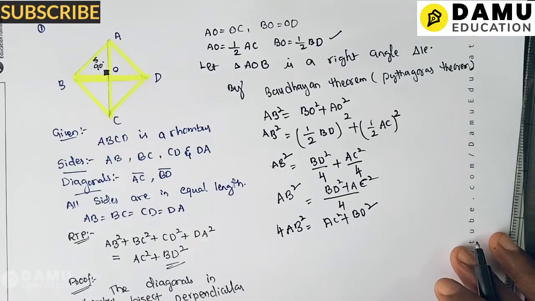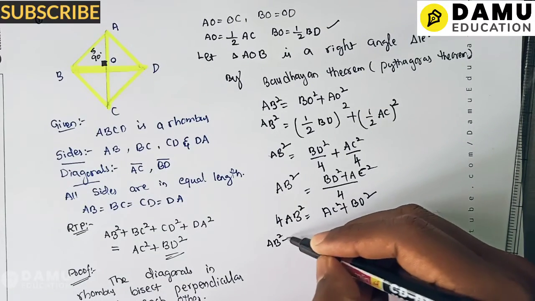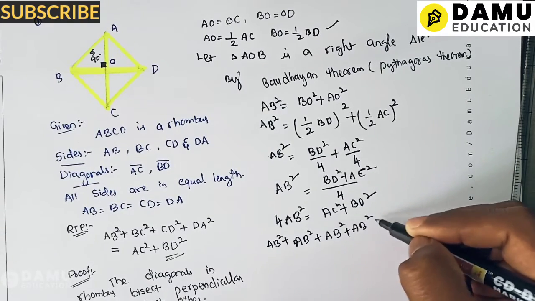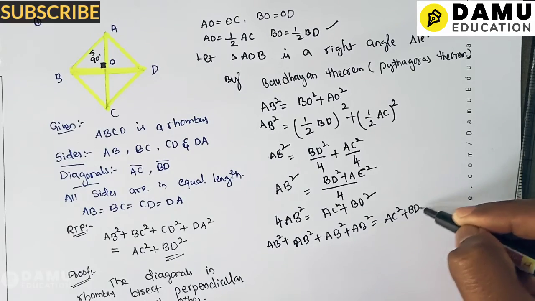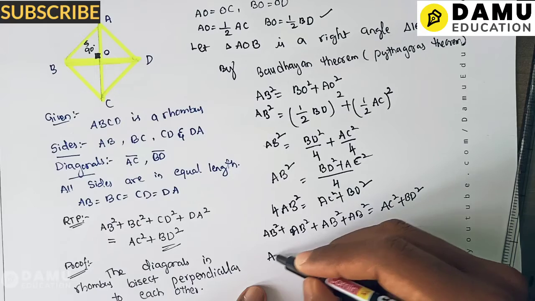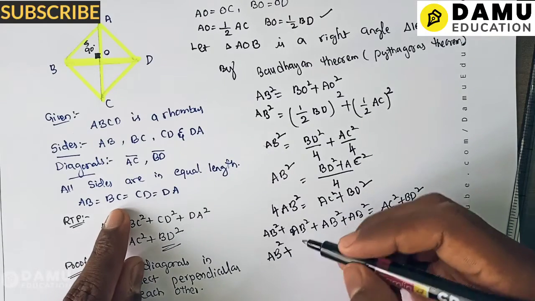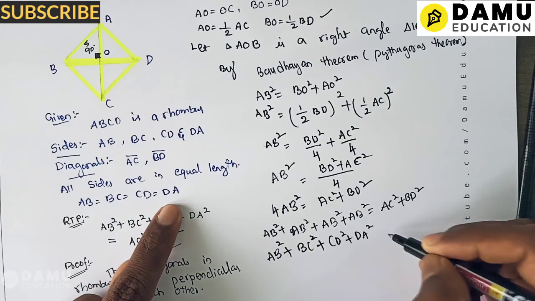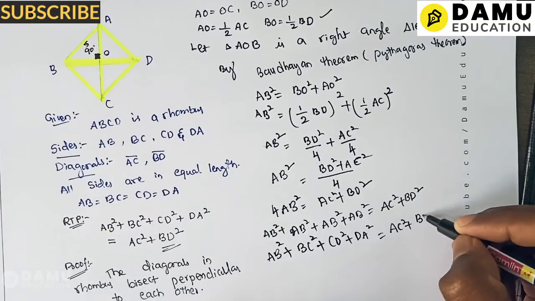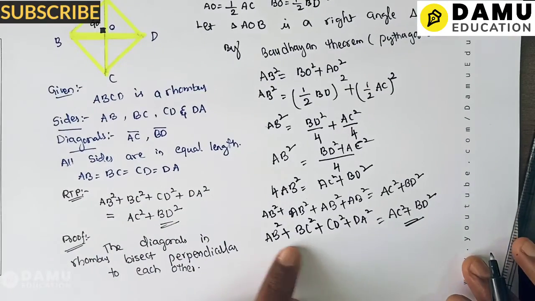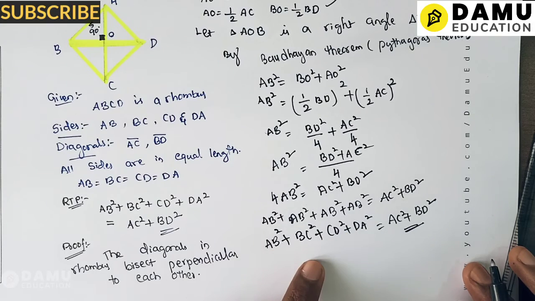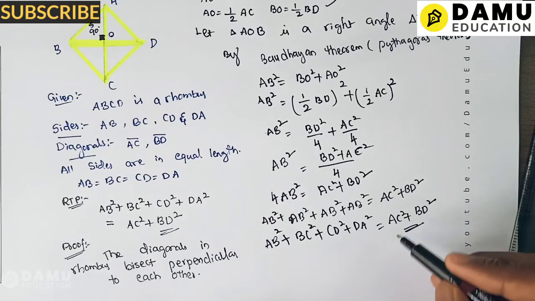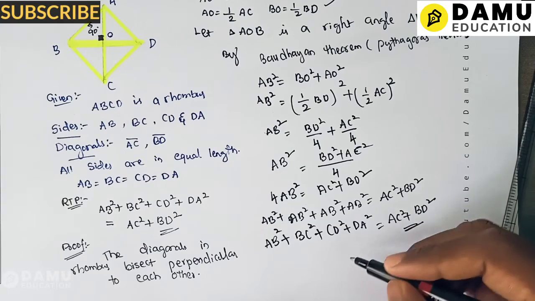So 4AB square means AB square plus AB square plus AB square plus AB square, which will be equal to AC square plus BD square. So AB square, and in the place of the other AB squares you can write BC square plus CD square plus DA square, will be equal to AC square plus BD square. So the sum of the squares of all the sides in a rhombus is equal to the sum of the squares of its diagonals. Hence proved.